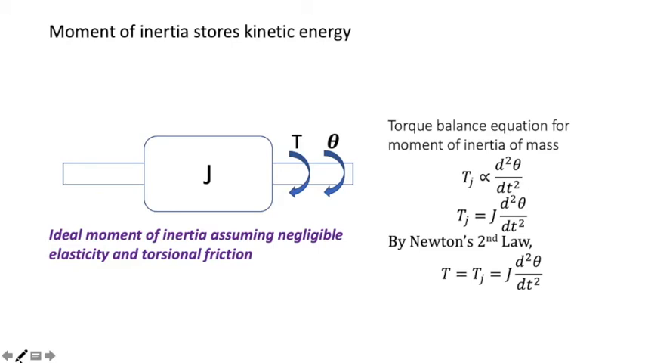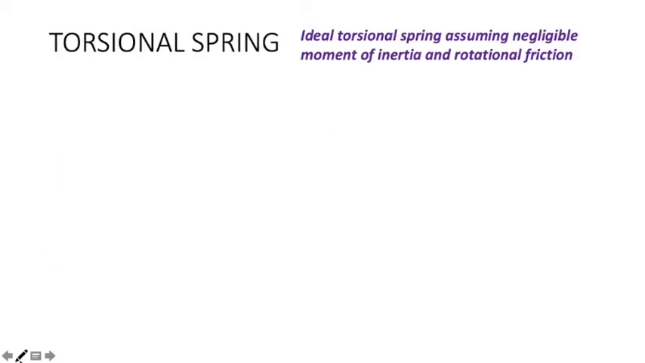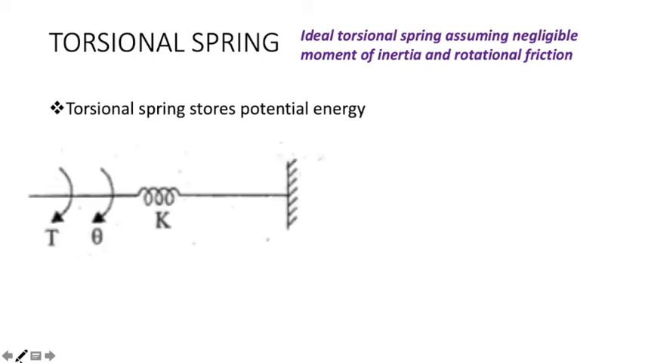Similarly, we can look at the torsional spring. We consider an ideal torsional spring assuming negligible moment of inertia and rotational friction. Torsional spring stores the potential energy. So this is a spring which is connected to a fixed reference point and is applied by a torque T, and correspondingly we have an angular displacement theta. So it's an ideal torsional spring with one end fixed to reference.